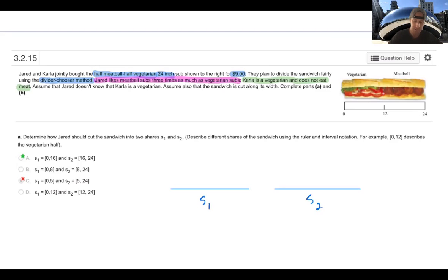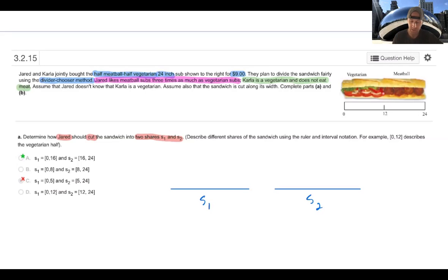Okay, so that's what the next part says. Assume that Jared doesn't know, and vice versa. It says assume that the sandwich is cut along its width, and so we're going to cut it right in half there at that 12-inch mark. And they want to know a few things. First, determine how Jared should cut the sandwich into 2 shares. So we're talking about Jared cutting it into 2 equal shares, and they want us to describe the different shares using interval notation.